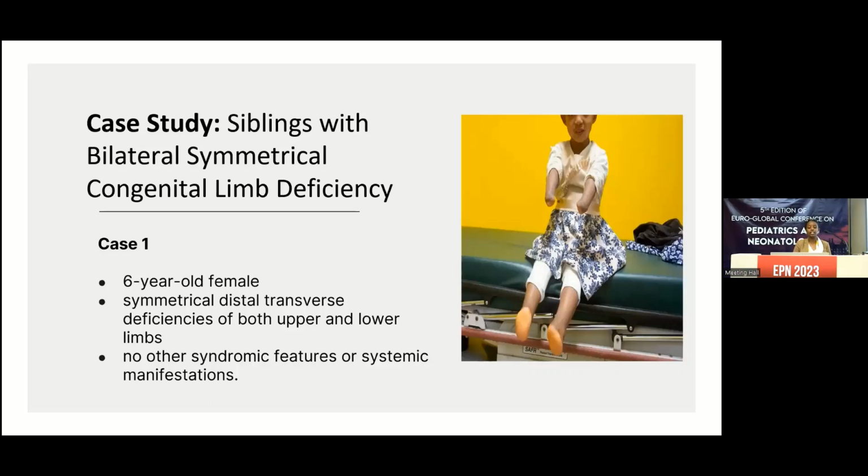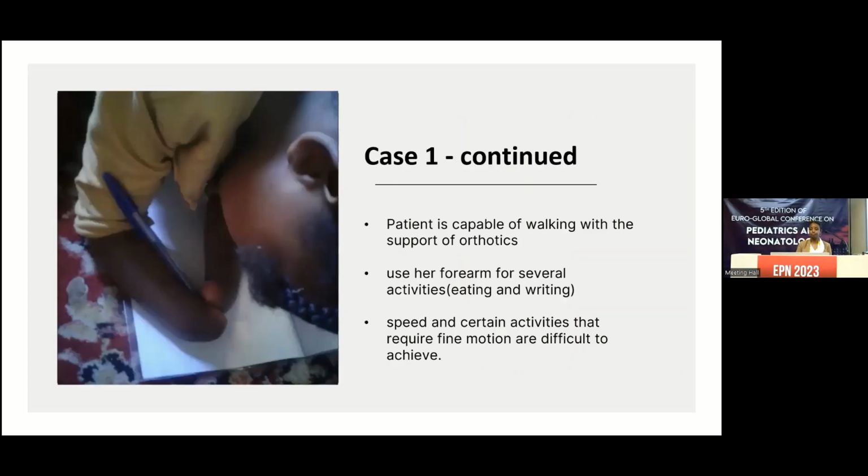The first case is a 6-year-old female who presented with symmetrical distal transverse upper and lower limb deficiency, with no other syndromic features or systemic manifestations. She is capable of walking with the support of orthotics and has adapted to use her forearm to do several activities, not limited to eating and writing, as you can see. However, speed and certain activities that require fine motion are difficult to achieve.